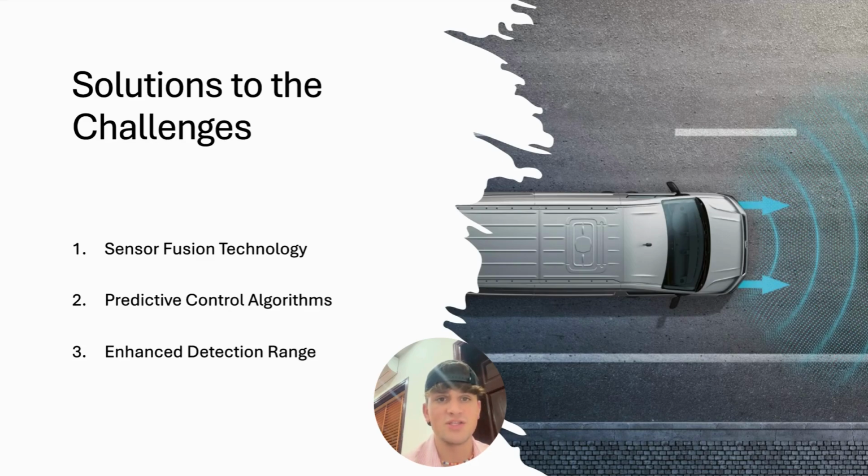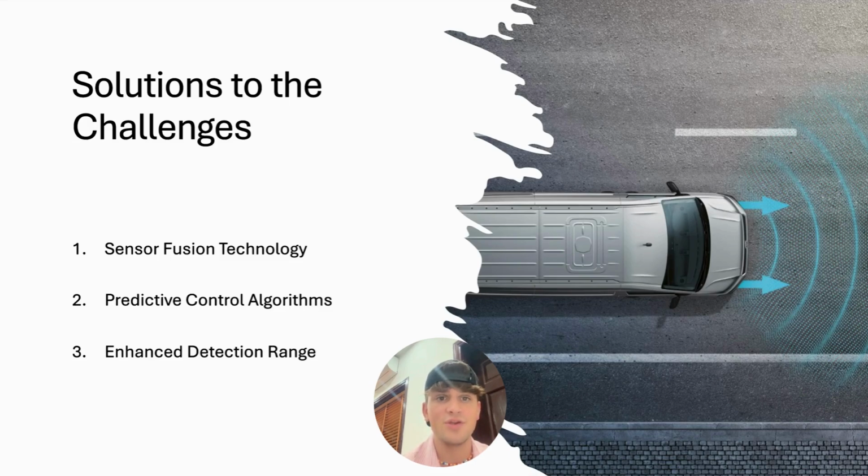For the first problem, we got sensor fusion technology. So combining data from multiple sensors such as radar, cameras, and LiDAR can improve the system's understanding of its environment. For example, while radar might struggle in foggy conditions, cameras can still identify lane markings and detect nearby vehicles. And this integration can reduce false positives and improve accuracy.